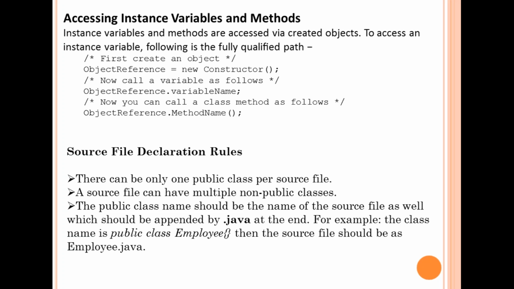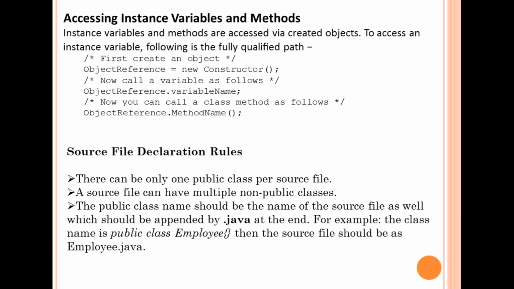Source file declaration rules. As the last part of this section, let's now look into the source file declaration rules. These rules are essential when declaring classes, import statements, and package statements in a source file. There can be only one public class per source file. A source file can have multiple non-public classes.